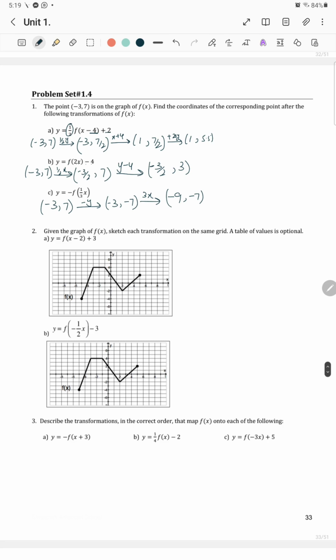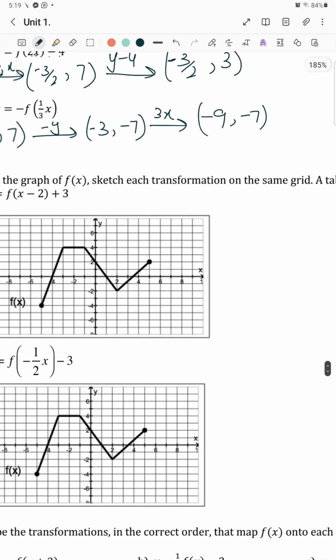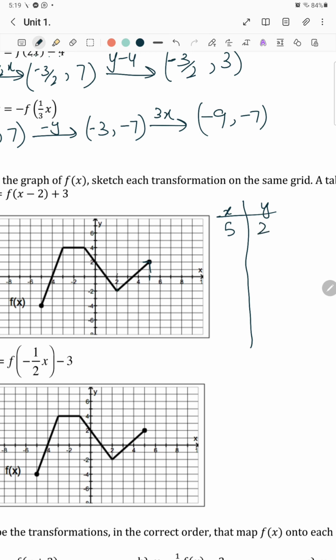Given the graph of f of x, sketch each transformation on the same grid. A table of values is optional. y is equal to f of x. x is 5, y is 2; x is 2, y is negative 2; x is negative 1, y is 4; x is negative 3, y is 4; x is negative 5, y is negative 4.